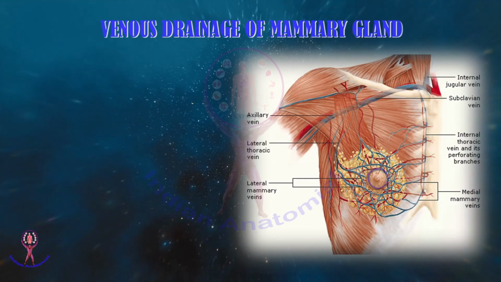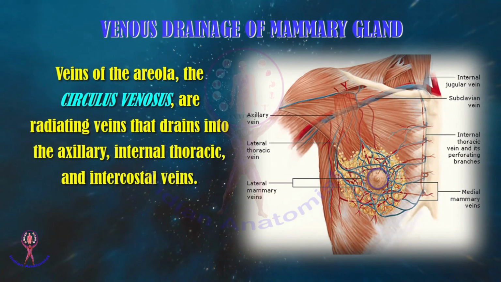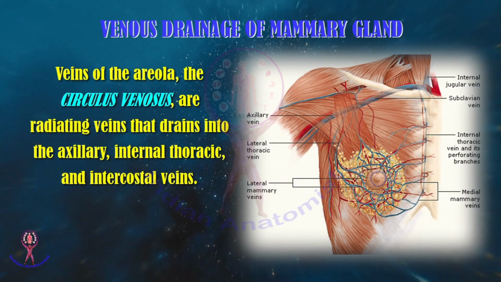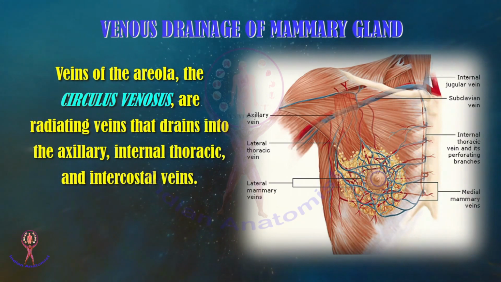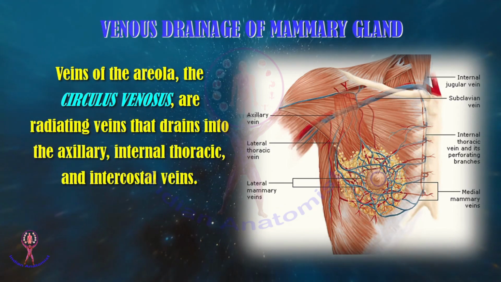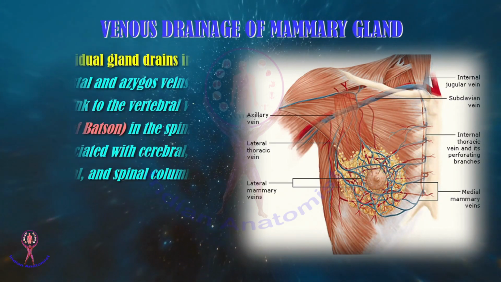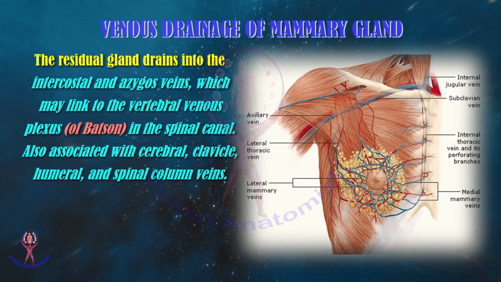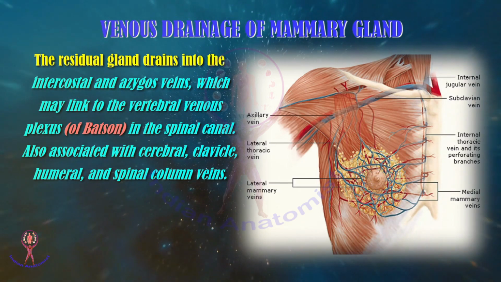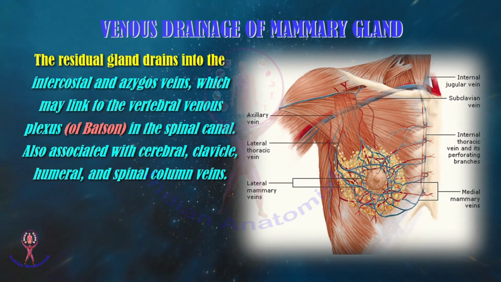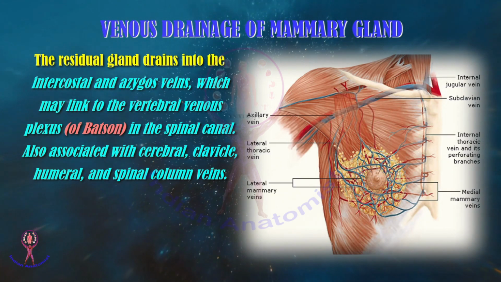Now we'll see about the venous drainage of the mammary gland. The veins of the areola, also called circulus venosus, are radiating veins that drain into the axillary, internal thoracic, and intercostal veins, whereas the residual gland veins drain into the intercostal and azygous veins, which may link to the vertebral venous plexus of Batson that presents in the vertebral or spinal canal.